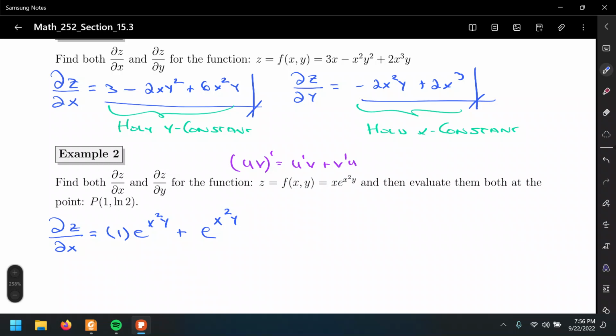But in this case, y is just a constant. What's the derivative of x squared in this case? So times 2x y. Alright, we're bringing that constant multiplying x squared. Alright, so that's the derivative of v times u, which in this case is x. So let's simplify this derivative. So that's simply e to the x squared y plus 2x squared y e to the x squared y. So that's the partial derivative with respect to x.